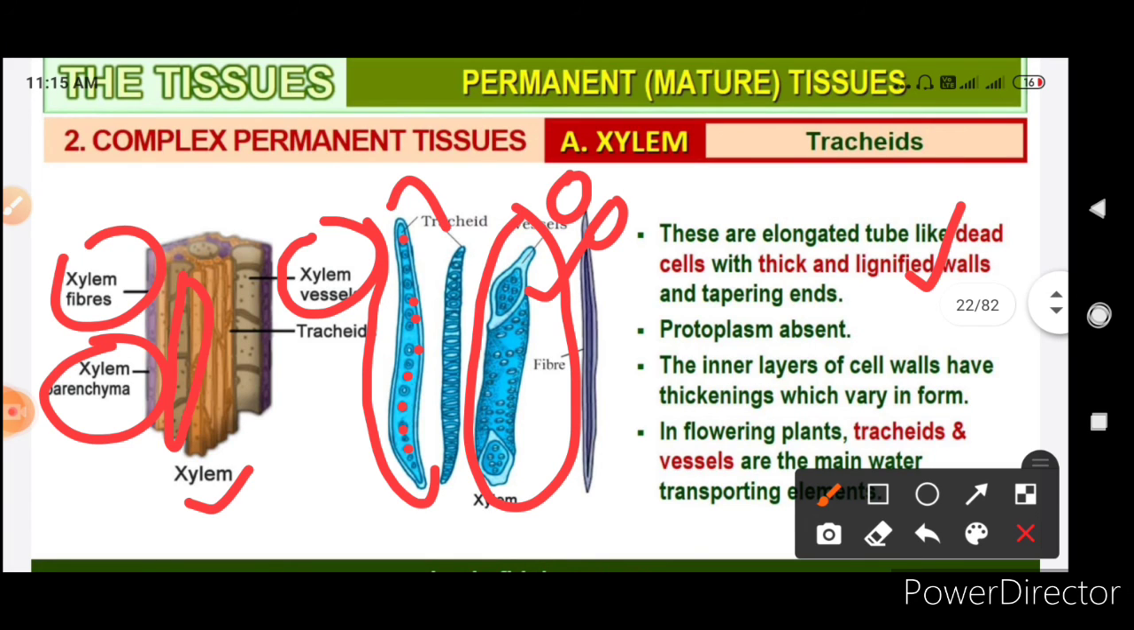So tracheids are the elongated tube-like dead cells with thick and lignified walls and tapering ends. As we know that they have thick and lignified walls, they will also provide support to the stem. Now protoplasm, whether in stem or root, will be absent. Okay, because they are dead cells, protoplasm will be absent. The inner layers of the cell walls have thickenings which vary in form, and in flowering plants, tracheids and vessels are the main water transporting elements.